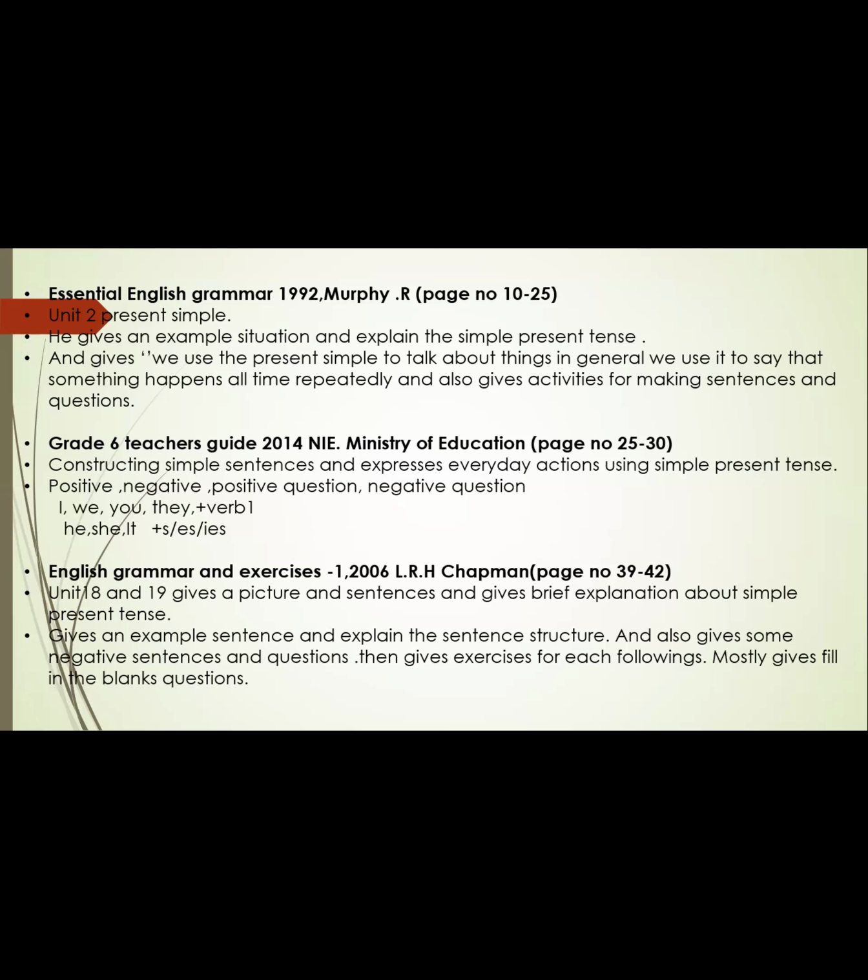In English Grammar 1992, Murphy R., page numbers 10 to 25. Unit 2, present simple. He gives an example situation and explains the simple present tense and gives examples. We use the simple present to talk about things in general. We use it to say that something happens all the time, repeatedly, and it also gives activities for making sentences and questions.